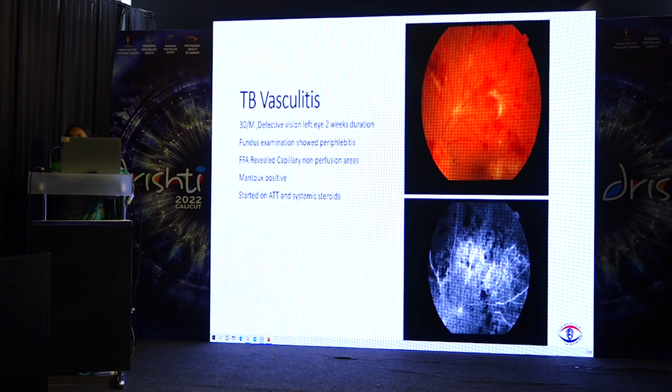Another presentation of TB is TB vasculitis. This young man came with defective vision of 2 weeks duration. He had periphlebitis, and if you look closely, you can see a subretinal choroiditis lesion. Mantoux was positive. FFA shows lots of CNP areas. He was again started on ATT and systemic steroids.